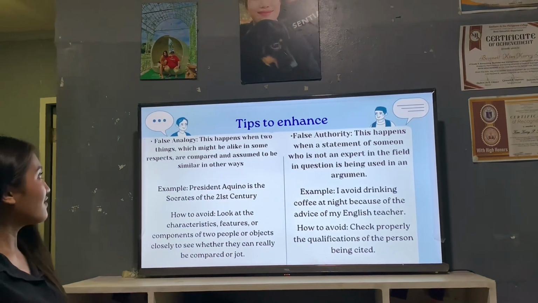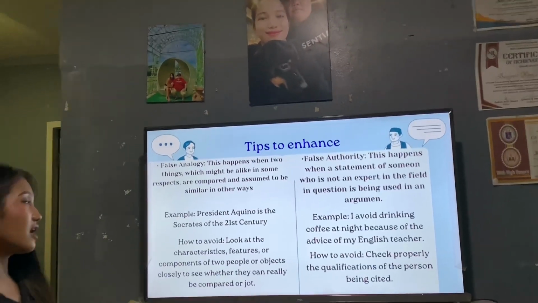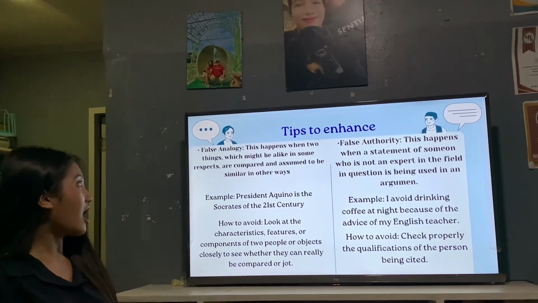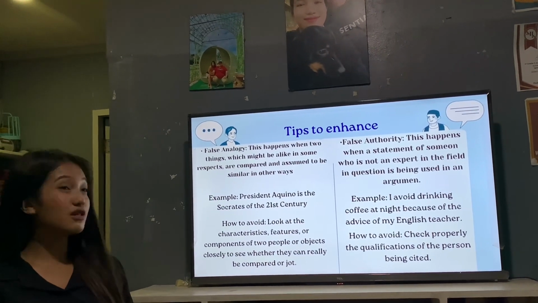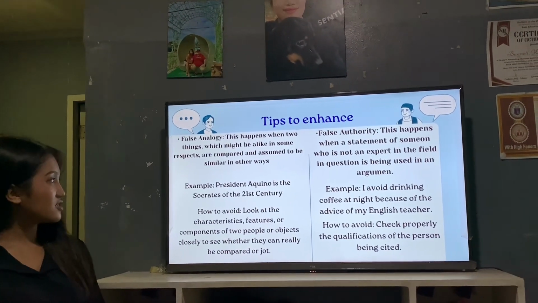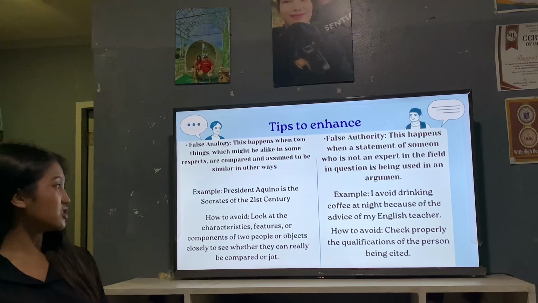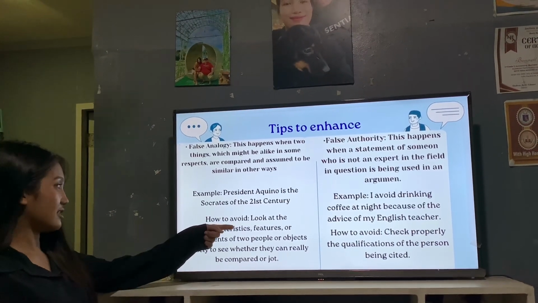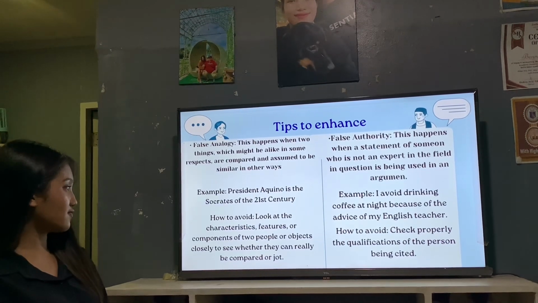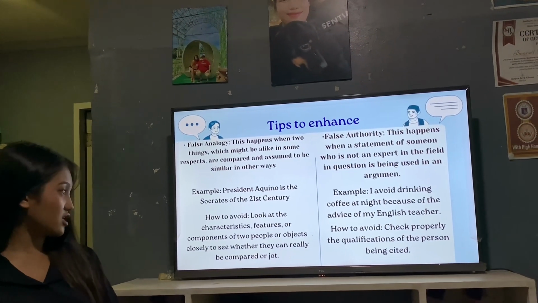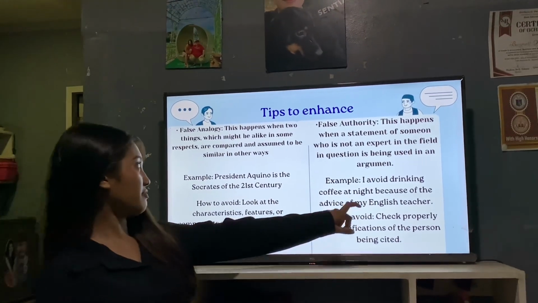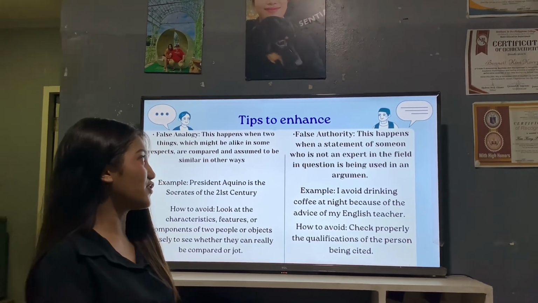Number 3 is false analogy. This happens when two things, which might be alike in some respects, are compared and assumed to be similar in other ways. Example, President Aquino is the Socrates of the 21st century. How will you avoid it? Look at the characteristics, features, or components of two people or objects closely to see whether they can really be compared or not.